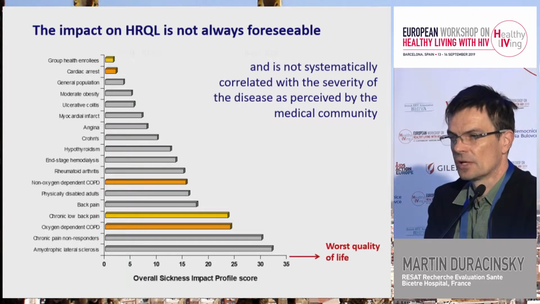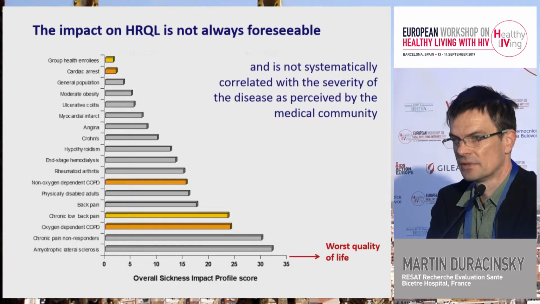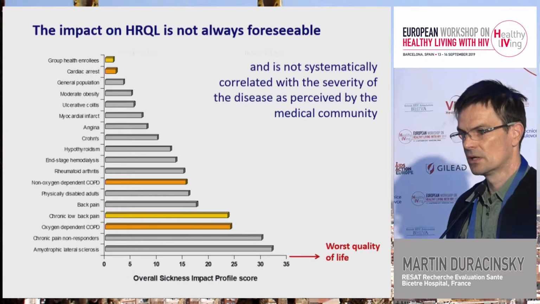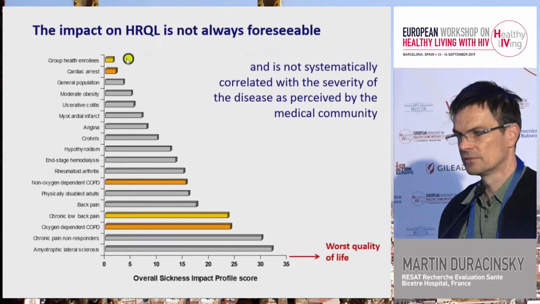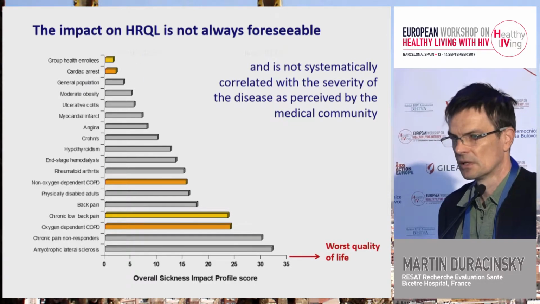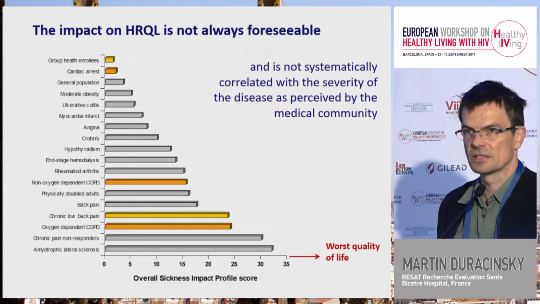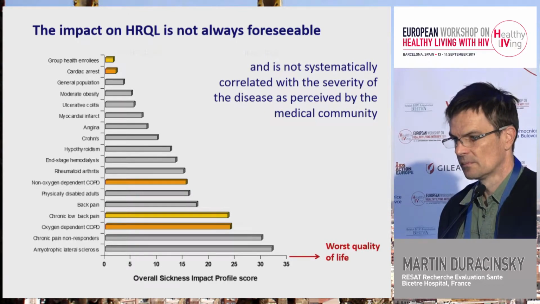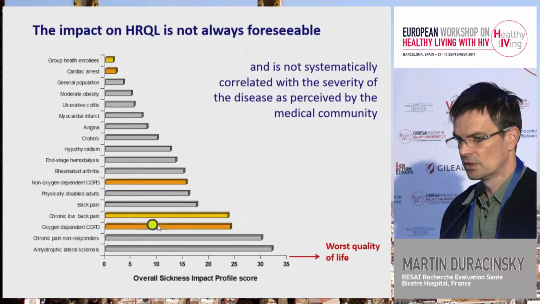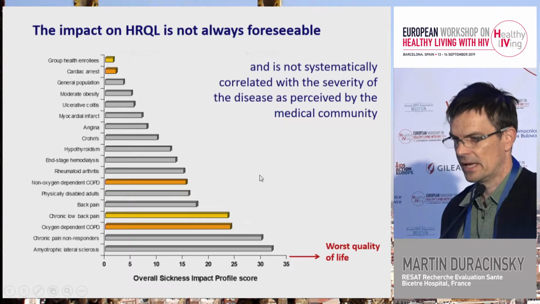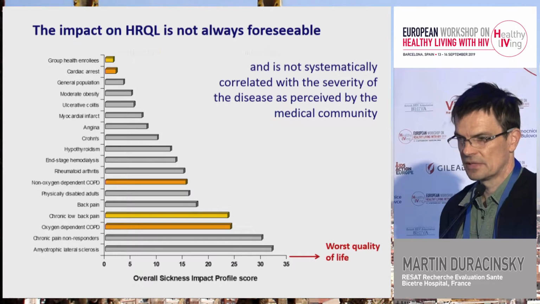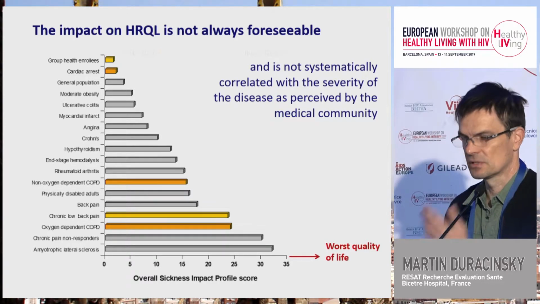And as I said already before, the impact on quality of life is not always foreseeable, and it's not systematically correlated with the severity of the disease. So here the example is, for example, the quality of life of the patient just after cardiac arrest. It's rather good. But if we look at chronic low back pain, the quality of life is as impaired as a patient with COPD with oxygen-dependent oxygen at home.